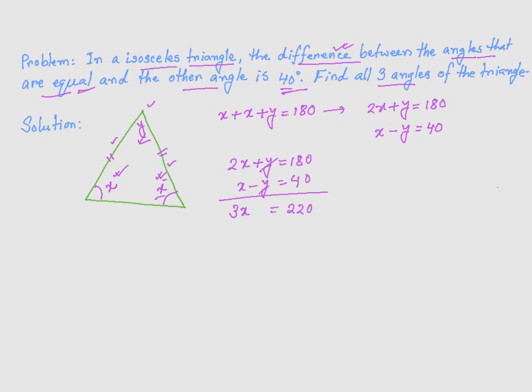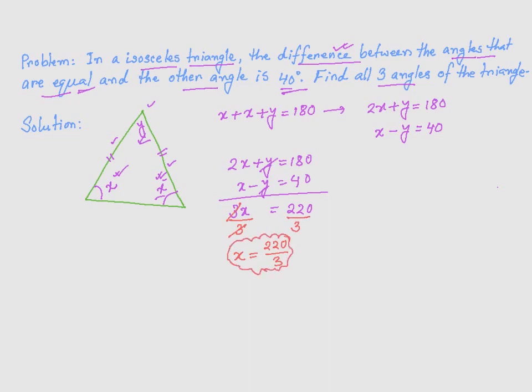Now in order to solve for x, I need to divide both sides by 3. That gives me x on the left hand side, because the 3's cancel out. That's going to be 220 over 3, and this is my x value.